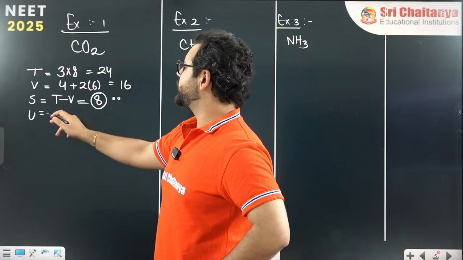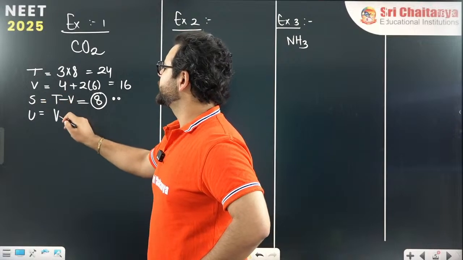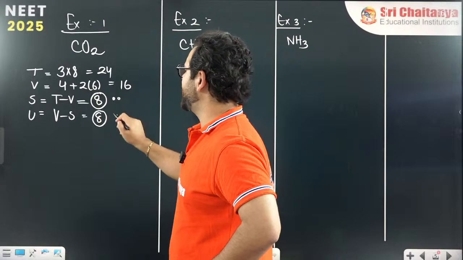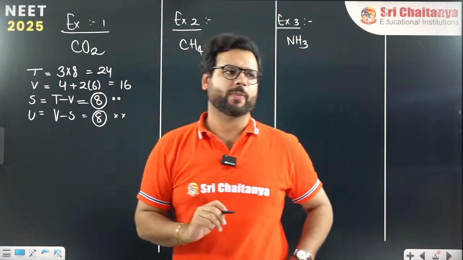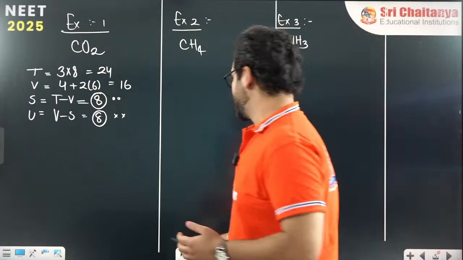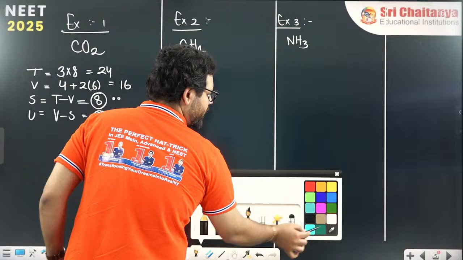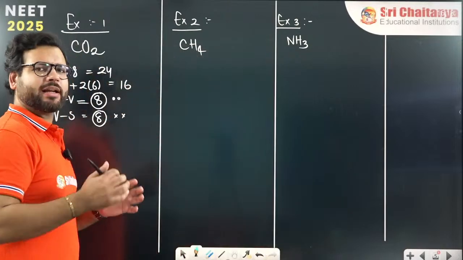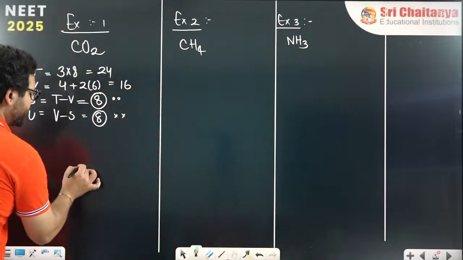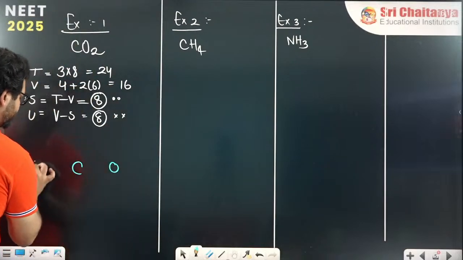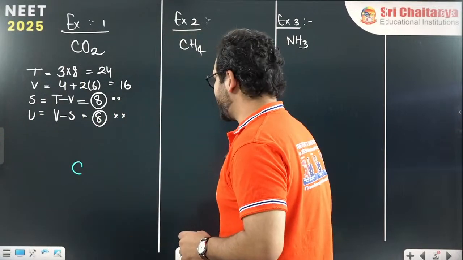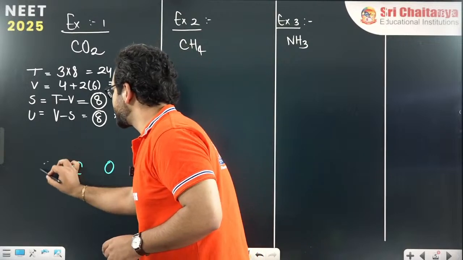And what is unshared electron? That was V minus S, 16 minus 8, which is also 8. So 8 X's will be visible to us. So 8 dots, 8 X's. Now what to do? Keep the atom which is lesser in number in the middle. So here the center atom will be carbon and the surrounding atom will be oxygen, like this.